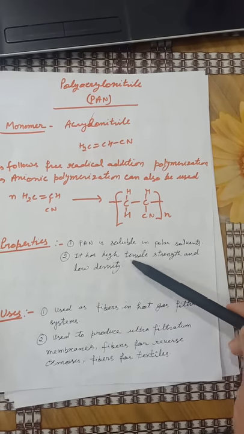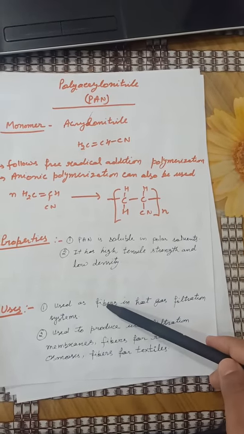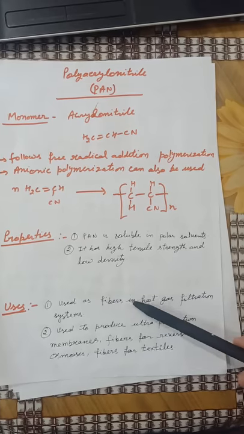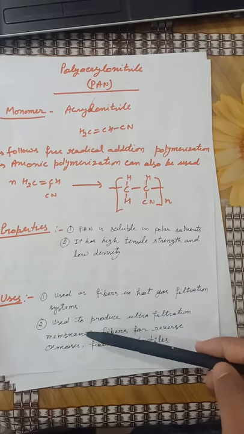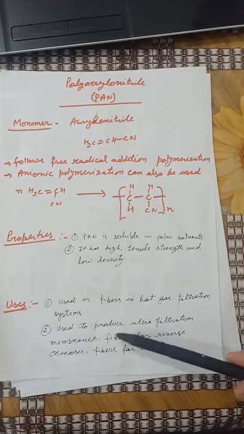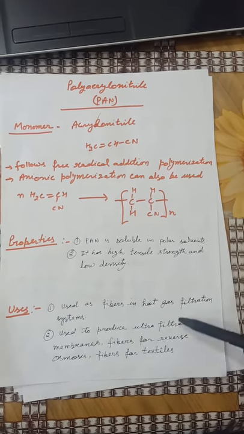It has high tensile strength and low density. It is used as a fiber in hot gas filtration systems, used to produce ultrafiltration membranes, fibers for reverse osmosis, and fibers for textiles.